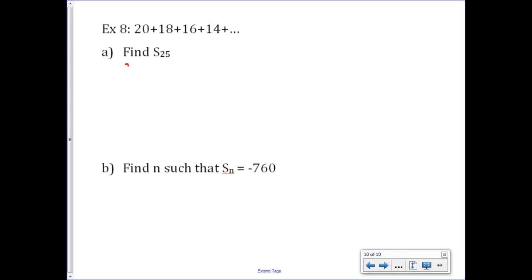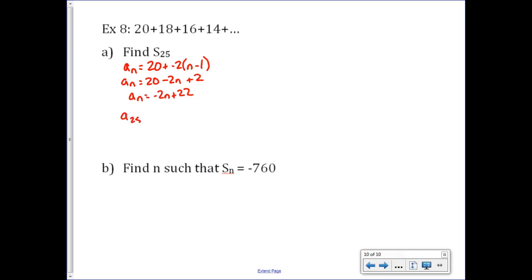So I'm going to start off with a sub n is equal to, so my first term is 20. My common difference looks to be negative 2. So then if I want to simplify that, I get a sub n is equal to 20 minus 2n plus 2. So I get a sub n equals negative 2n plus 22. There's my rule.